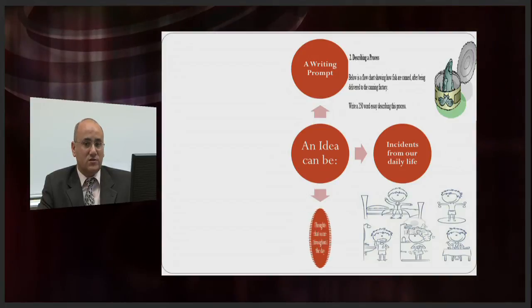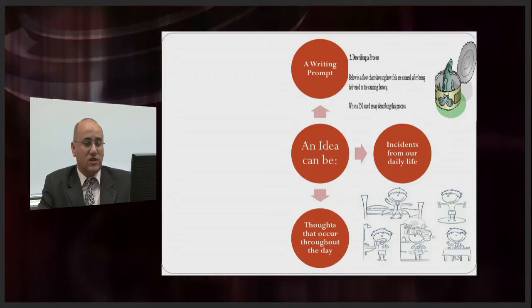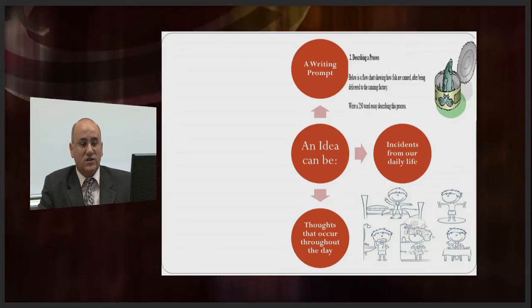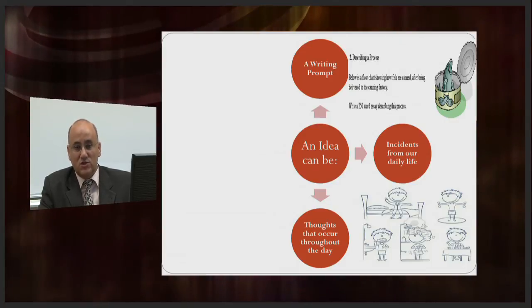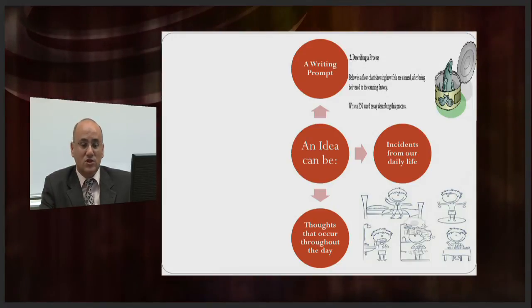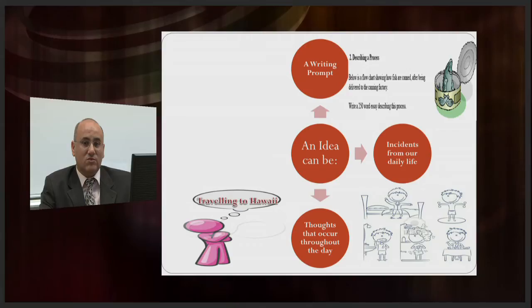One third topic is thoughts that occur throughout the day. Even while working, sometimes we daydream. We dream of things that we can achieve or we can do. Or sometimes we think what we are going to do tomorrow or after tomorrow. For example, somebody's thinking, I'd like to travel to Hawaii. I'm traveling to Hawaii next week. So he starts writing about this experiment.